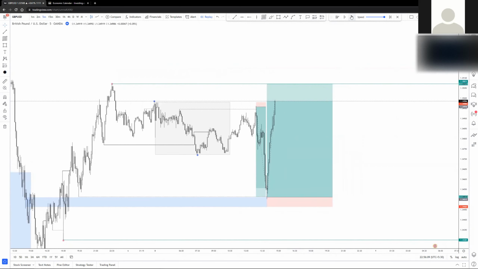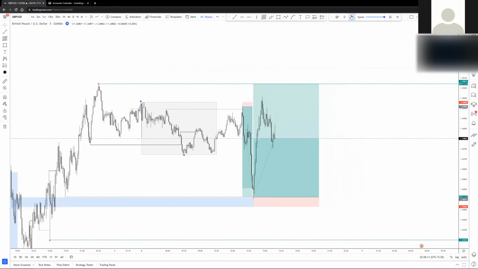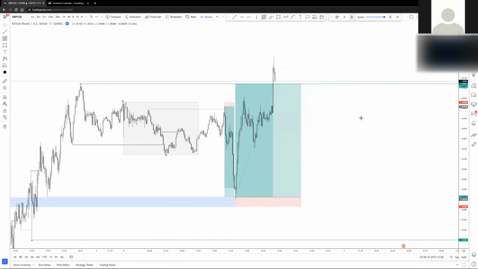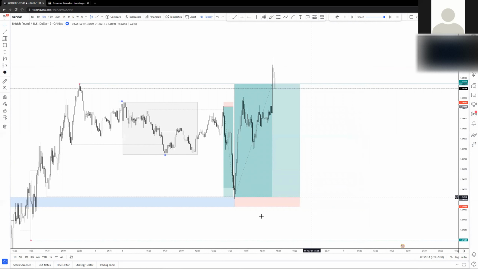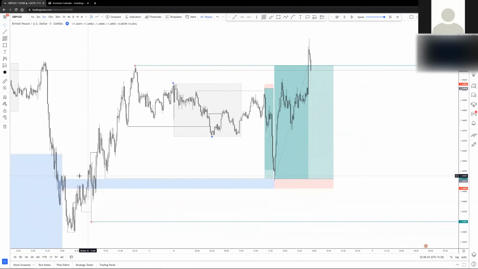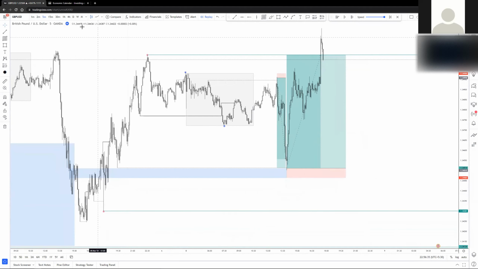And then it started going up. Quick question, Eudora, on that area that we were buying, where we had the M15 breaker, the M5 order block, and the H4 order block, would you have maybe chosen a lower area instead of that one? Because the NFP wick is very big, right?